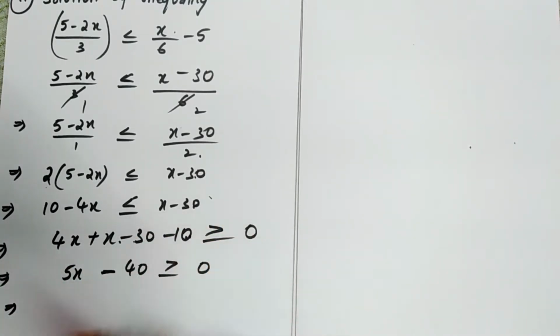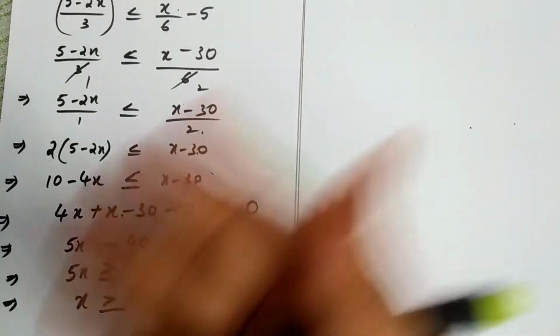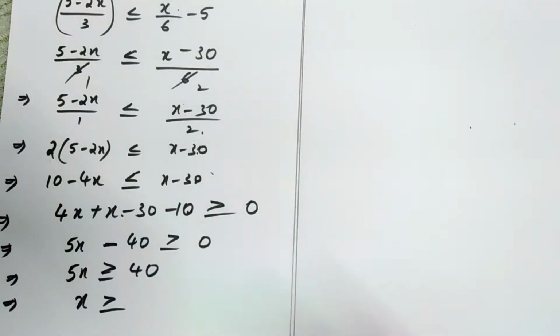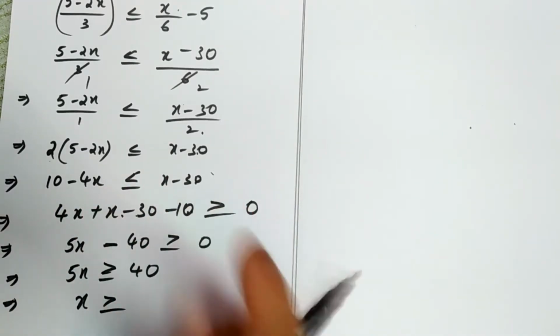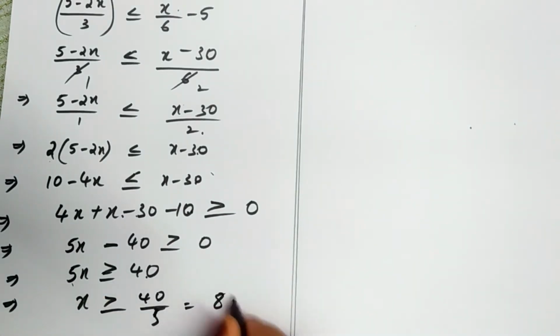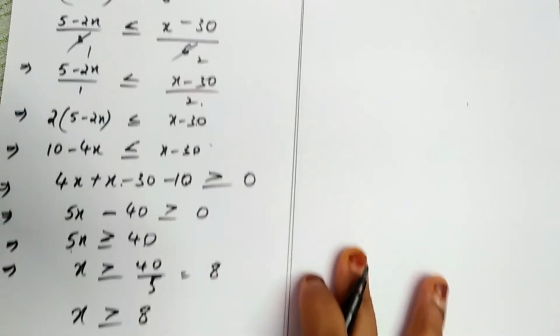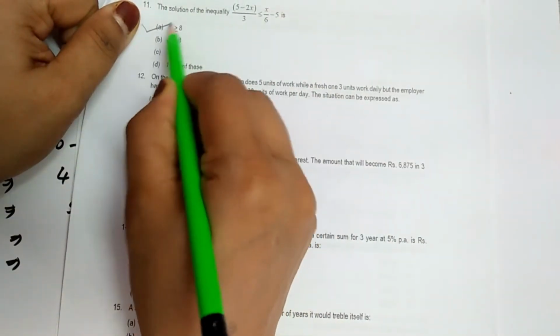Sending the 40 to the other side: 5x is greater than or equal to 40, which implies x is greater than or equal to... Solve everything as you would with an equal to sign. Only remember, while changing positions, just see whether it's a greater than or equal to sign. Now this 5 goes down. 40 divided by 5 is 8. So x is greater than or equal to 8 is our final solution.